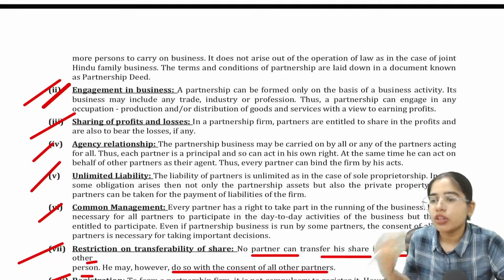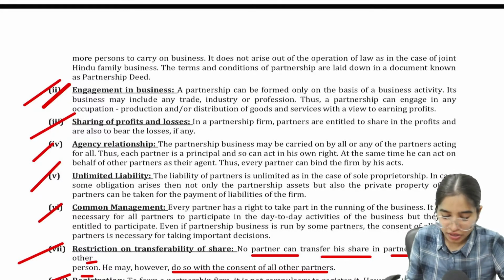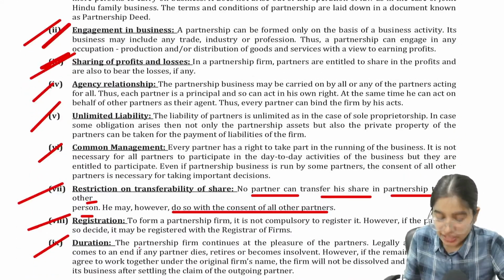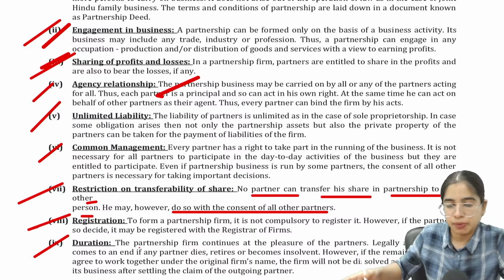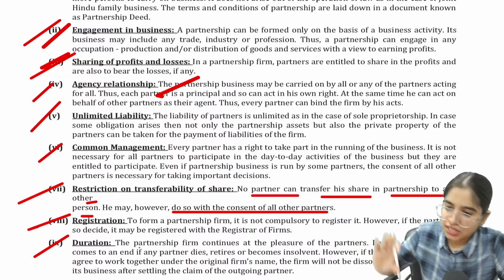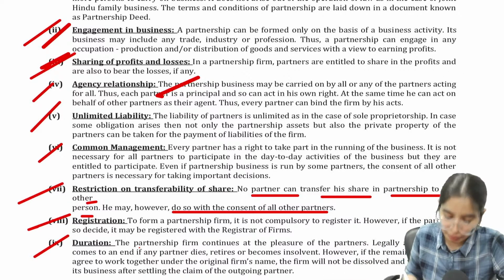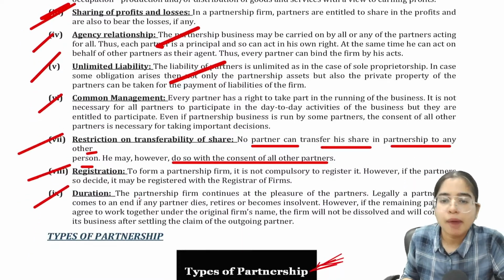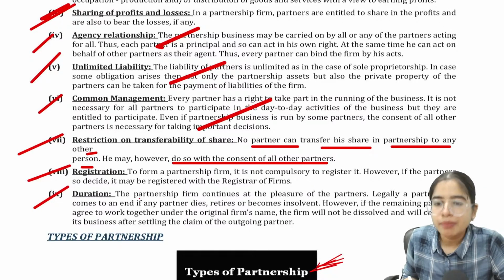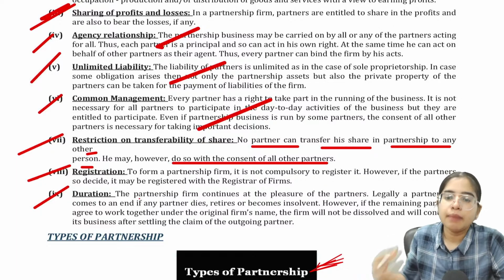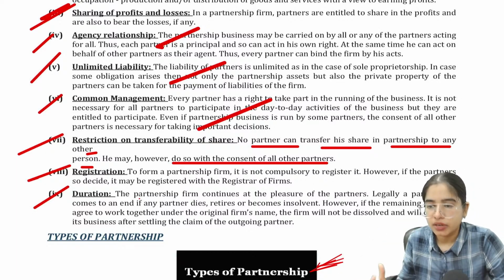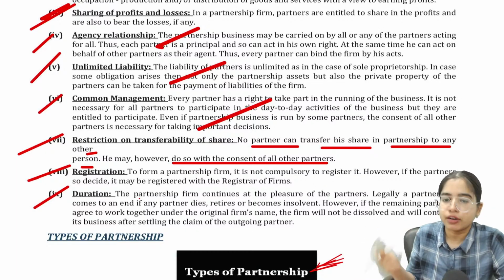Engagement in business: all the partners engage in business. Sharing: there is a sharing of profit and loss. Agency: all the partners are agent of the other partners as well as principal. Unlimited liability: all partners' liability is unlimited. Common management: either all the partners jointly manage the business or one of them acts for all.